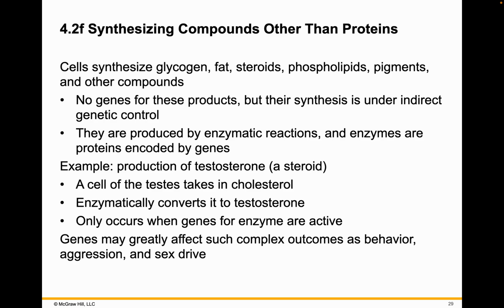So for example, if you were to produce testosterone, a cell of the testes would take in cholesterol. An enzyme would convert that cholesterol to testosterone. That will only happen if that enzyme to convert cholesterol to testosterone is present, and that will only happen if the gene for that enzyme is turned on and active. So genes can greatly affect complex structures such as behavior, aggression, and sex drive in ways that we don't completely understand.